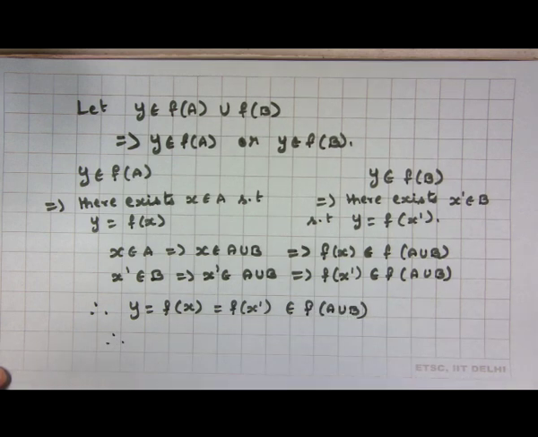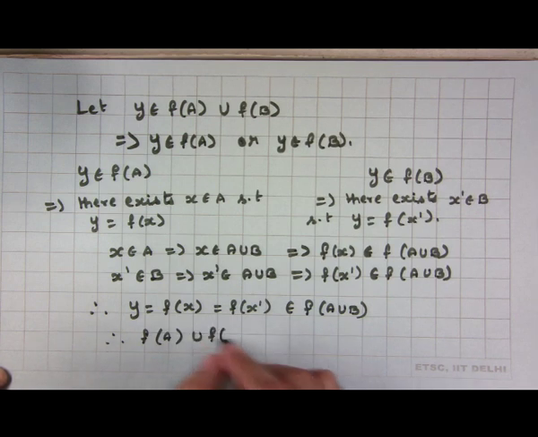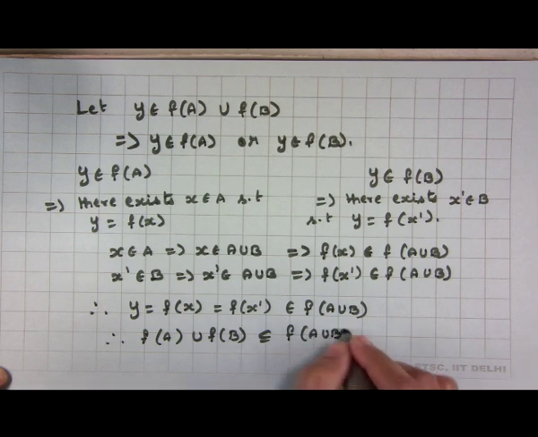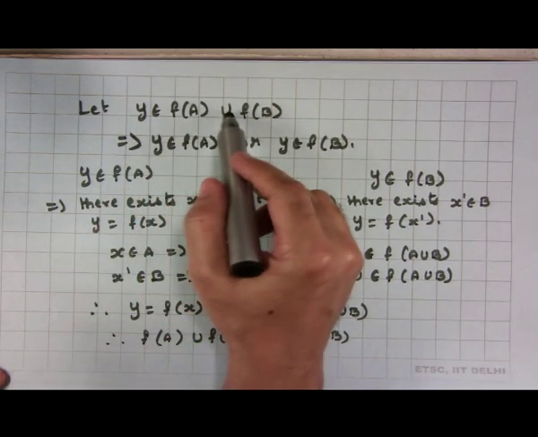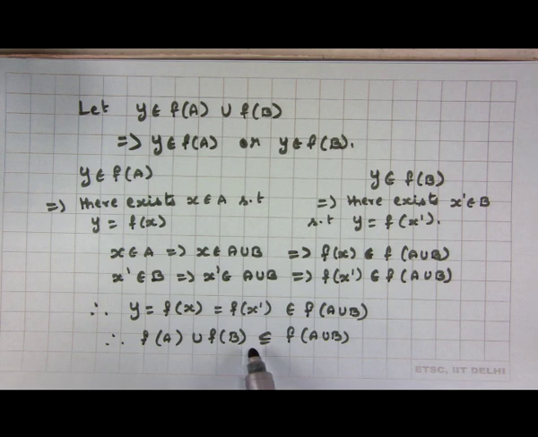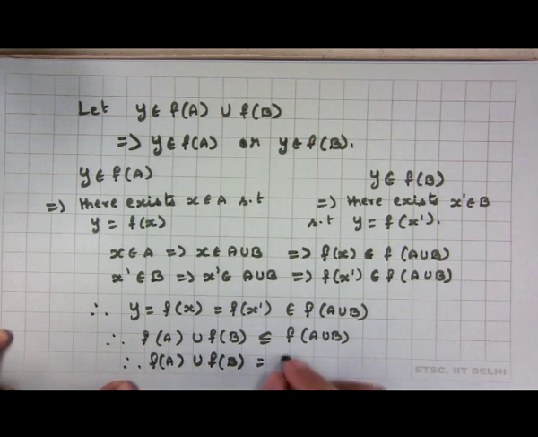Therefore, what we have is that f of A union f of B is contained in f of A union B. In fact, we started with y in f of A union f of B and we ended with y in f of A union B. Therefore, f of A union f of B is contained in f of A union B. Therefore, f of A union f of B is equal to f of A union B.